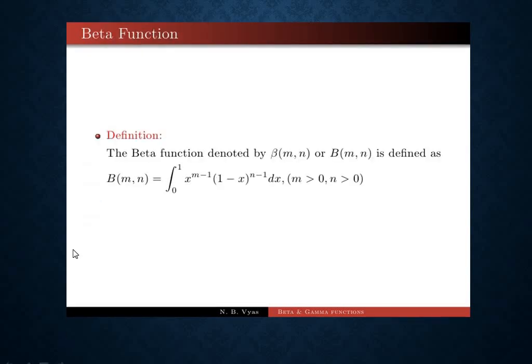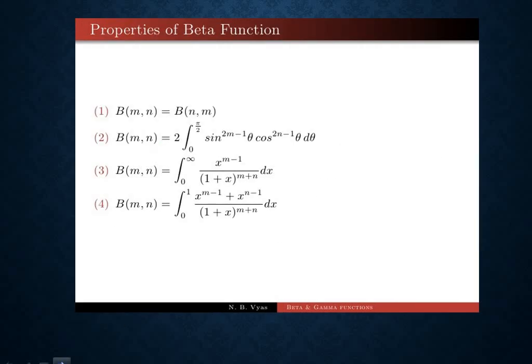Next, coming to the beta function. The beta function is denoted by beta of m comma n or B of m comma n. It is defined as beta of m comma n is equal to integral 0 to 1 x power m minus 1, 1 minus x power n minus 1 dx, where m greater than 0 and n greater than 0. Okay, beta of m comma n is equal to integral 0 to 1 x power m minus 1, 1 minus x power n minus 1 dx. m and n are greater than 0.